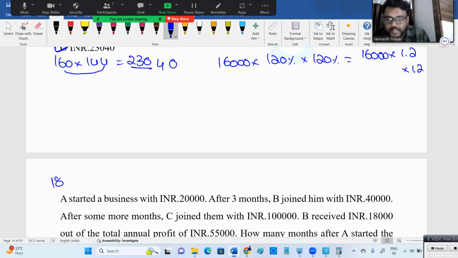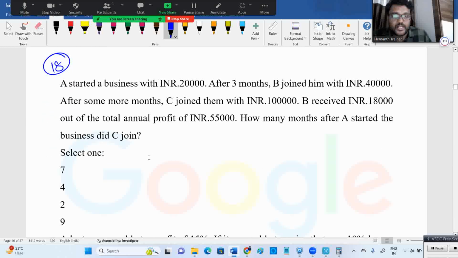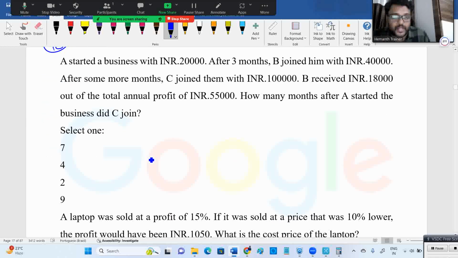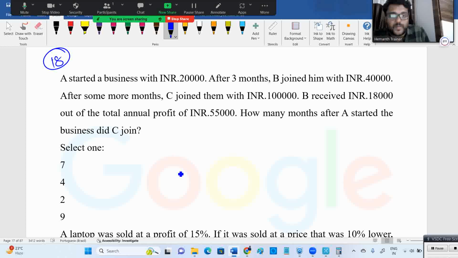Now see this next one, the 18th one. A started a business with 20,000 rupees. After 3 months, B joined. The partnership concept is investment into timing: how much you invested for how much time. Partnership is there in your booklet; simple interest and compound interest are there in your channel. Except 1 or 2 topics, majority of every topic in depth, time and work, is available in our channel. Percentage is available, everything is there. If you want in-depth knowledge, you can go through that.